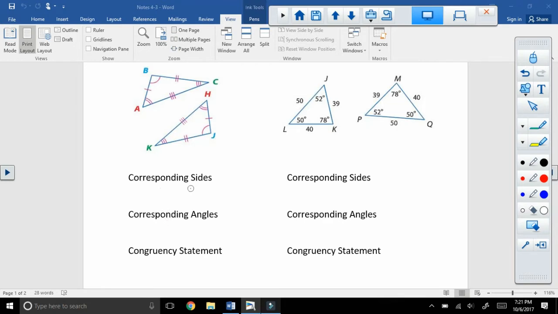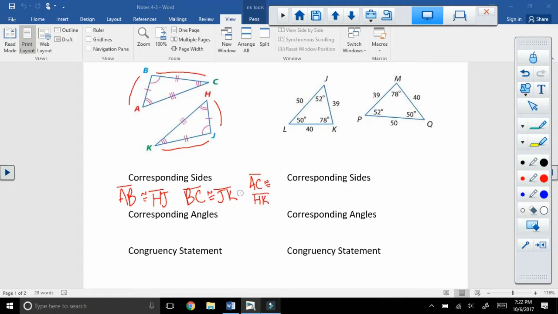The corresponding sides are the sides that match up. So in this case, AB and HJ are corresponding. So I can say that AB is congruent to HJ. Another pair of sides that correspond, BC and JK. So I'll write that BC is congruent to JK. And then lastly, the other pair of sides, I could say that AC is congruent to segment HK.